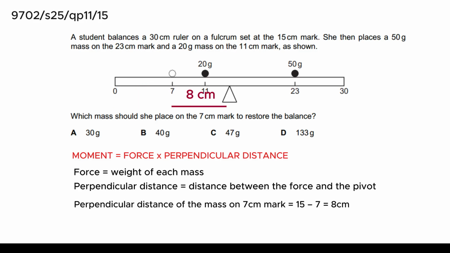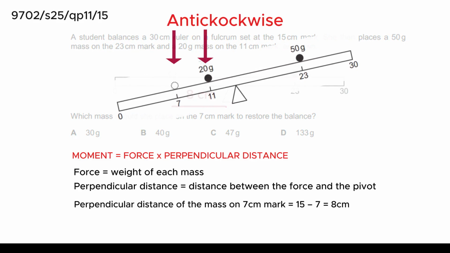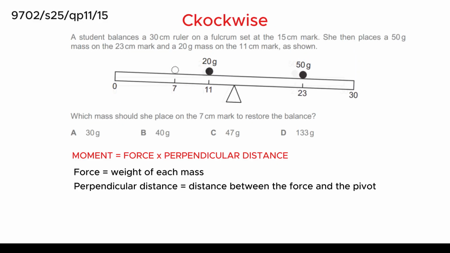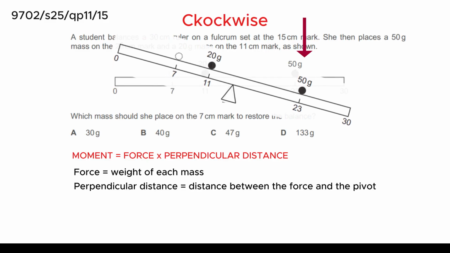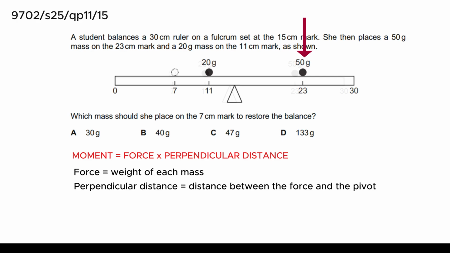Apart from the perpendicular distance, we also need to determine whether the mass is creating a clockwise or anti-clockwise moment about the pivot point. The two masses on the left of the pivot create an anti-clockwise moment as they tend to rotate the left side down, while the mass on the right of the pivot creates a clockwise moment as it tends to rotate the right side down.